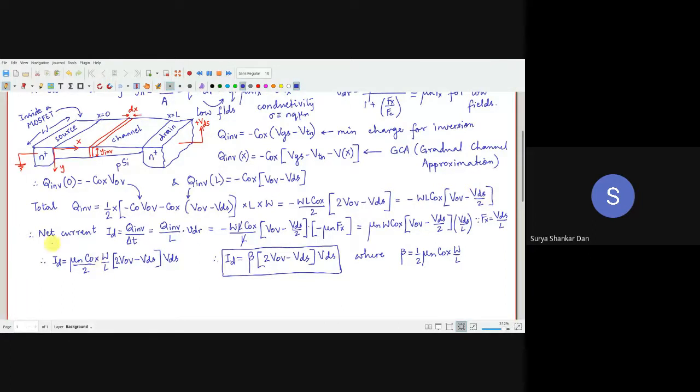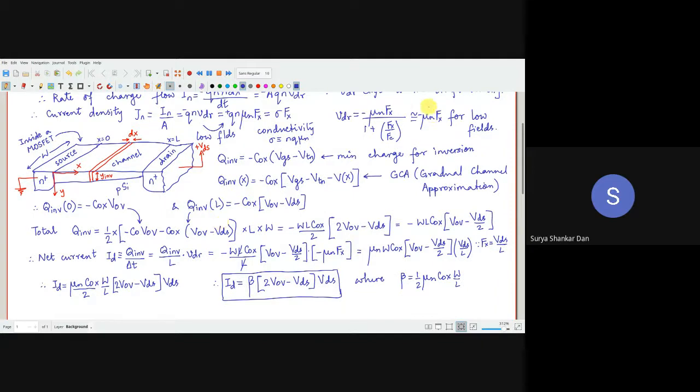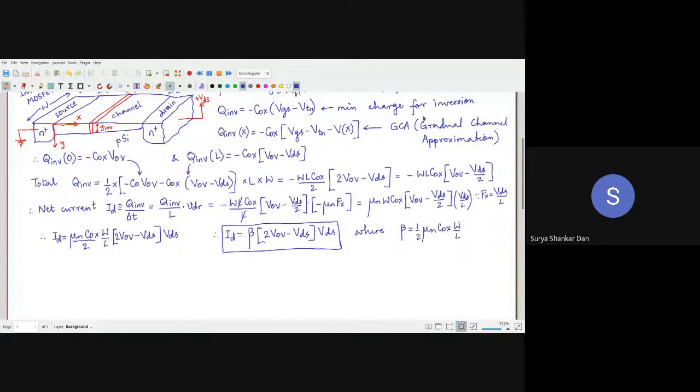Okay, so the net current will be given by, I'll put an equivalence sign because this is by definition, Q inversion, the total charge, divided by the time taken for the electrons to move from the source to the drain. How much will be the time taken? Very simple. Total channel length divided by the drift velocity. That is L divided by VDR. Now VDR we have already found earlier, minus mu n into Fx. So we will put that here.